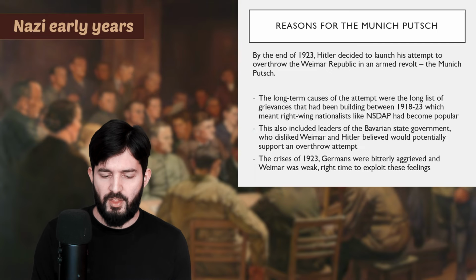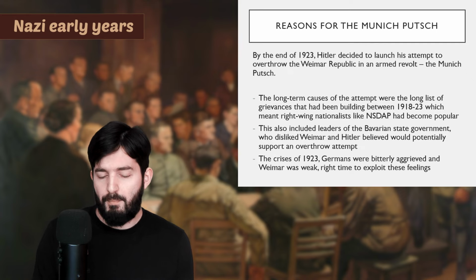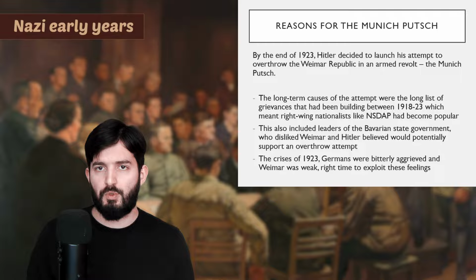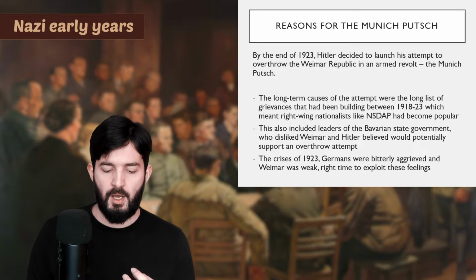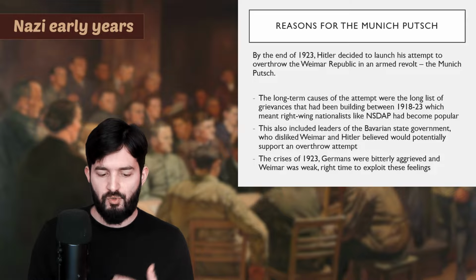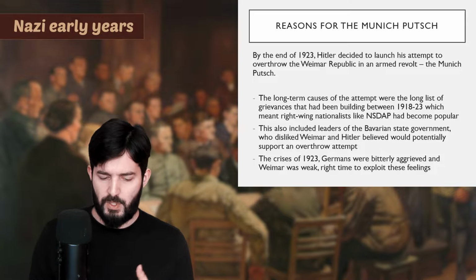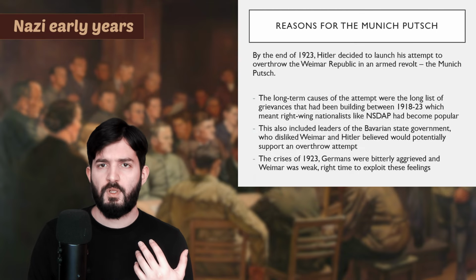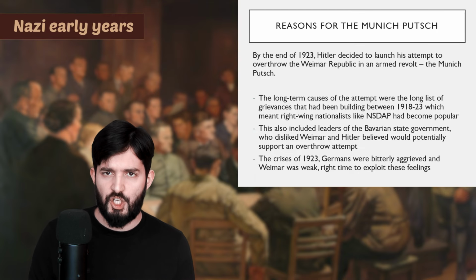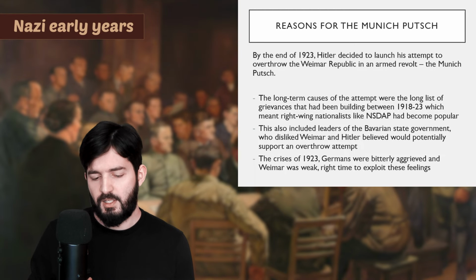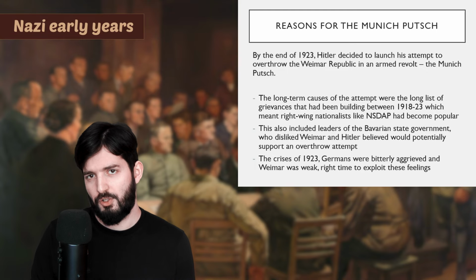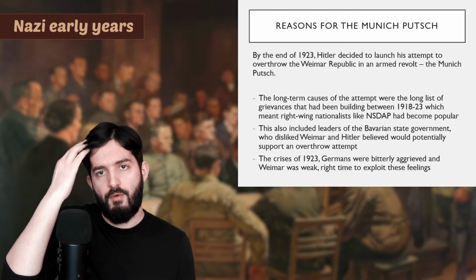So if you get a question about this, the first thing which you can talk about in terms of why Hitler tried to do this is very simply that long list of grievances, which we've talked about in the previous video, that right-wing nationalists had with the Weimar government. There was this long list of grievances building up since 1918: the Treaty of Versailles, the instability in Germany, economic struggles, etc. And this meant that right-wing nationalists like the NSDAP, the Nazis, had become quite popular. And so as a consequence, they're in a position to attempt to overthrow the German government.